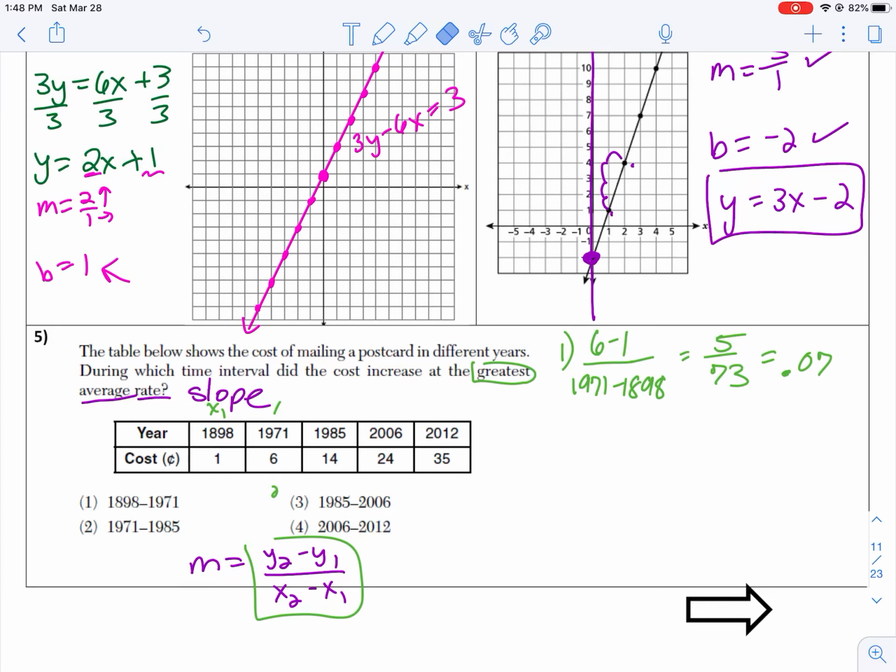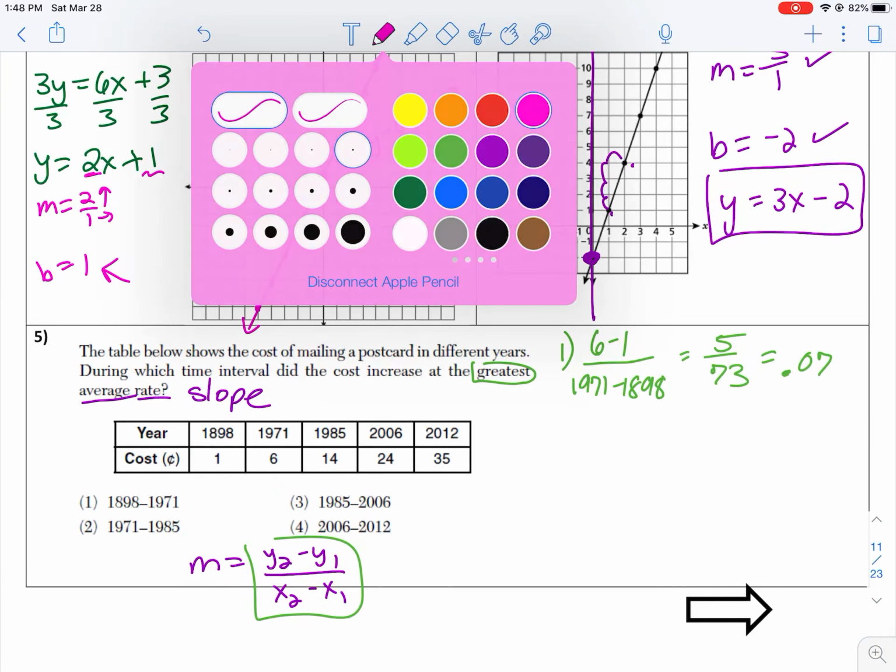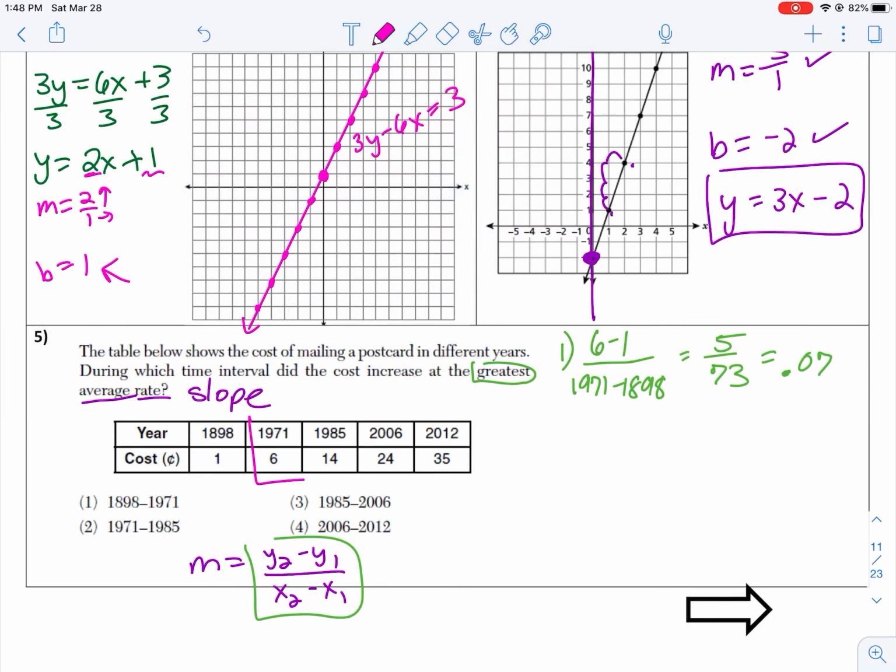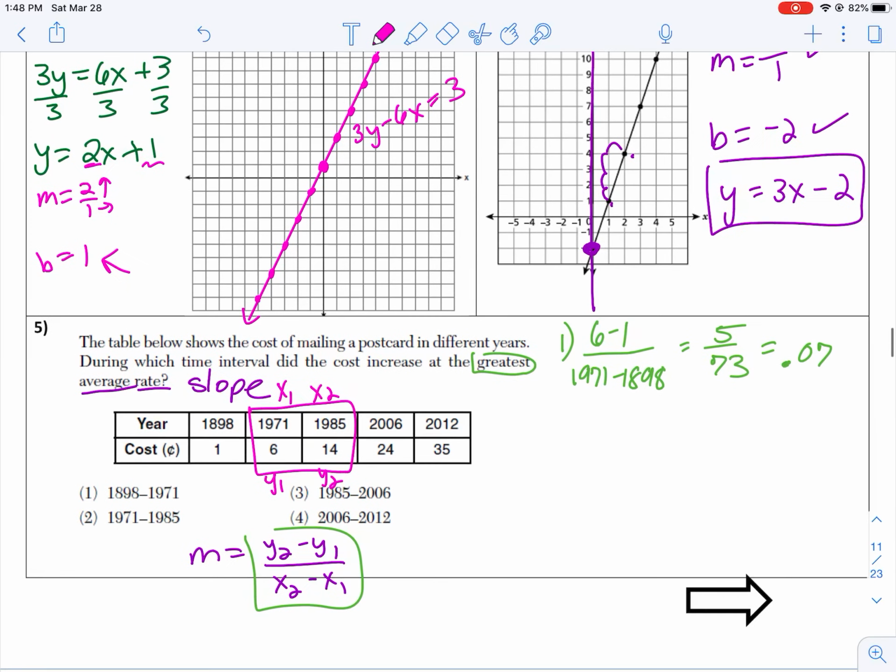Now we have to try choice number 2. Choice number 2 tells us to go from 1971 to 1985. So x1, x2, y1, y2. So 14 minus 6 over 1985 minus 1971. When I subtract, I get 8 over 14. Let's divide and round, and you should get 0.57.